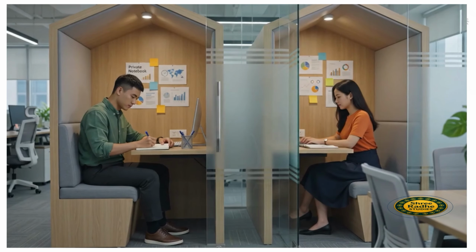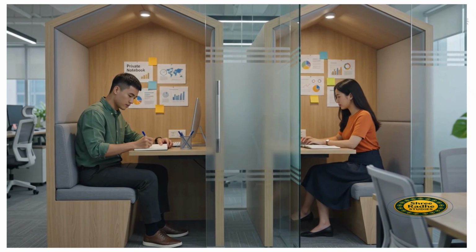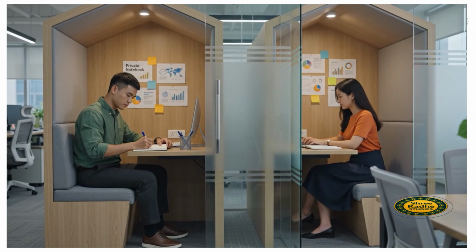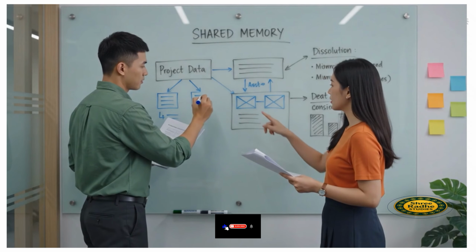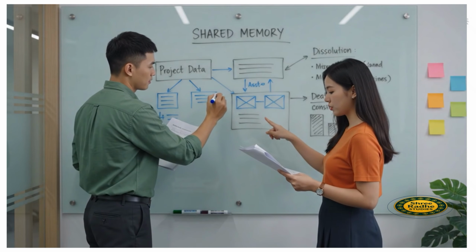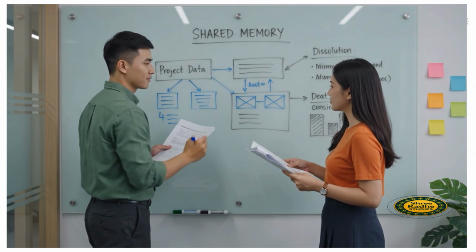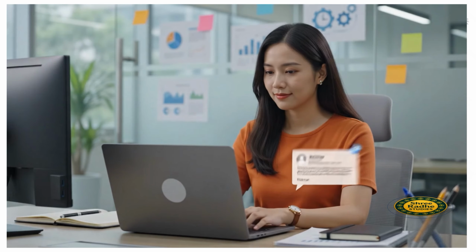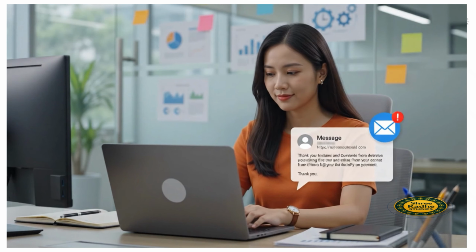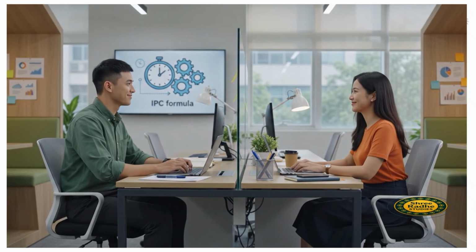Let's understand IPC using a simple real-life example. Imagine two employees working in separate office cabins. Each employee has their own notebook. They cannot directly write inside the other person's notebook. If they want to collaborate, they have two choices. The first option is using a shared whiteboard where both employees can read and write information. This represents shared memory. The second option is sending emails to each other. This represents message passing. Similarly, processes inside an operating system cannot directly access each other's memory. Instead, they communicate using IPC mechanisms provided by the operating system.